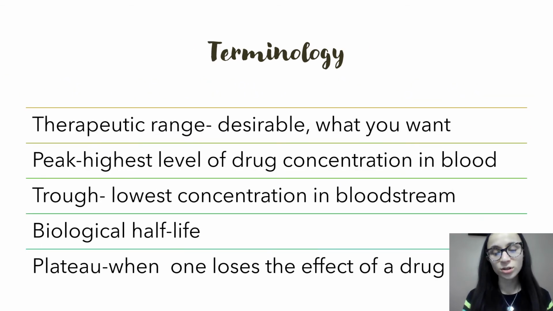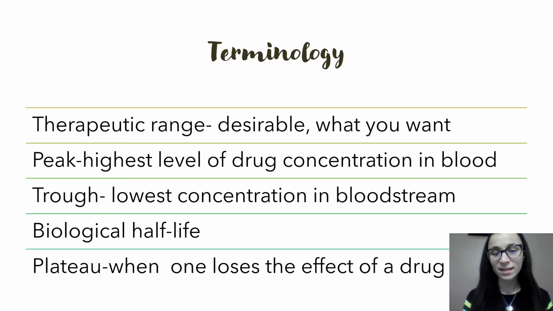And here are just some terminology to know related to medication. Therapeutic range. The therapeutic range is the desirable, what you want. It's basically the same thing as a therapeutic effect, except it's talking about the blood. So when you draw their levels, it's exactly what you want. For instance, they're taking Synthroid for their thyroid. You redraw their levels and it's perfect. So that's the therapeutic range.